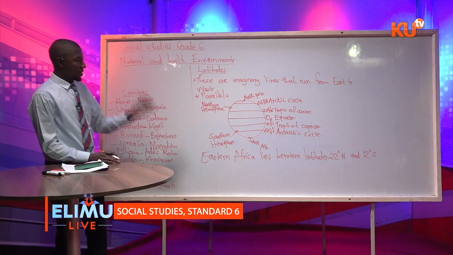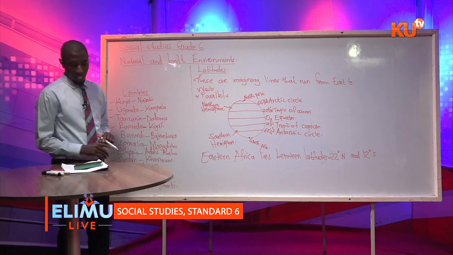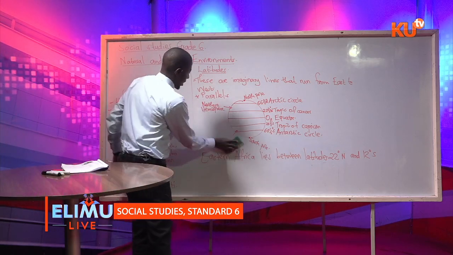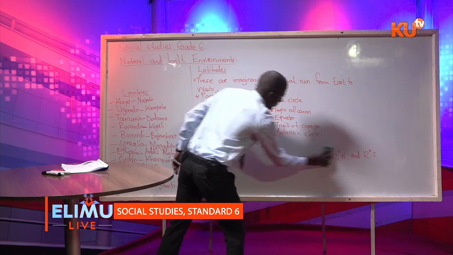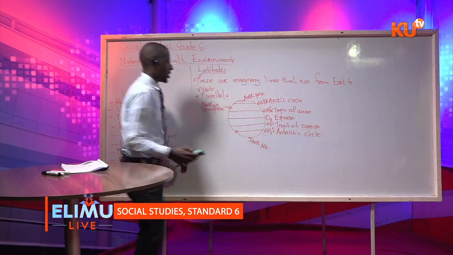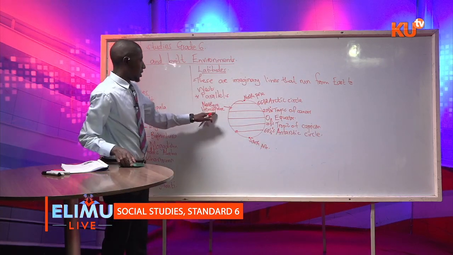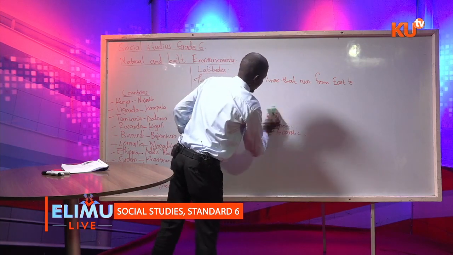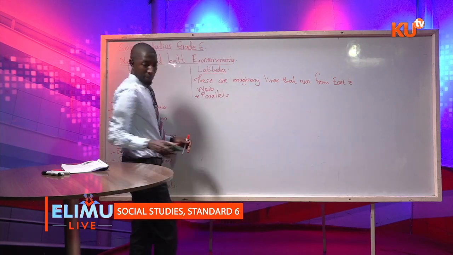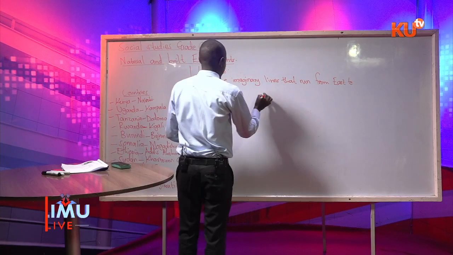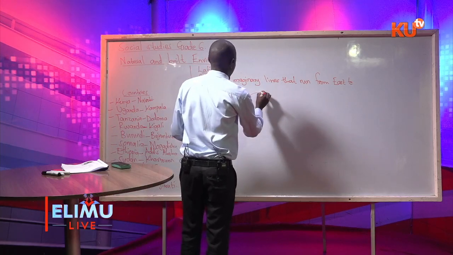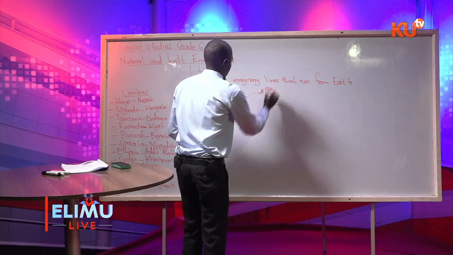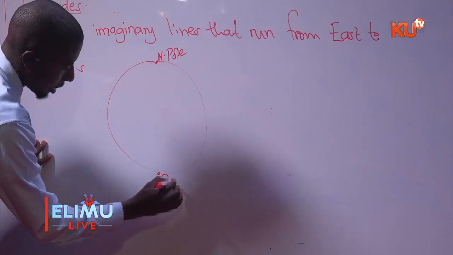Those are the latitudes. Now, next, I'm going to tell you about the longitudes of Eastern Africa. These are latitudes. Now, longitudes. So, this is still the northern hemisphere. Okay, I'm going to have to wrap this. So, I draw another sphere. Still North Pole and South Pole.